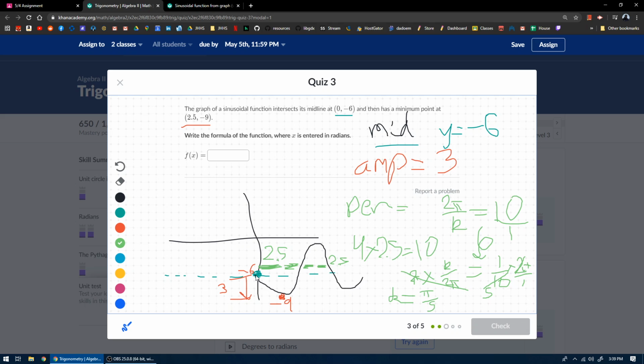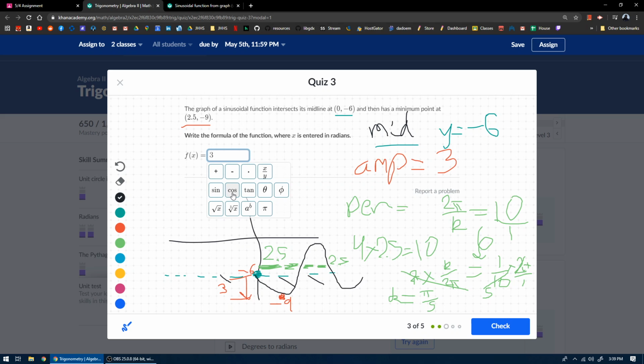Is there any vertical or horizontal shift? Doesn't look like it. If there were, it would start over here or over here, but the middle is right here, so it looks like I'm fine. Now, the amplitude is the first thing, that's 3.